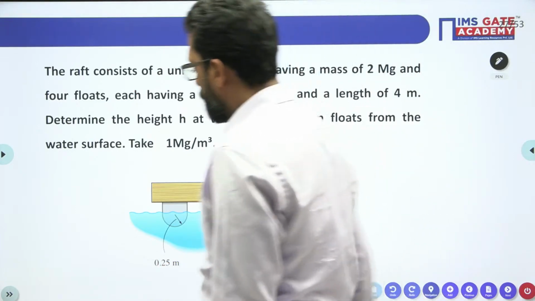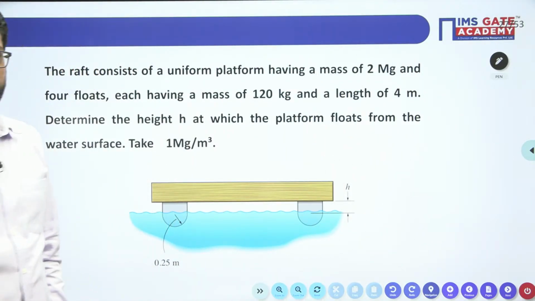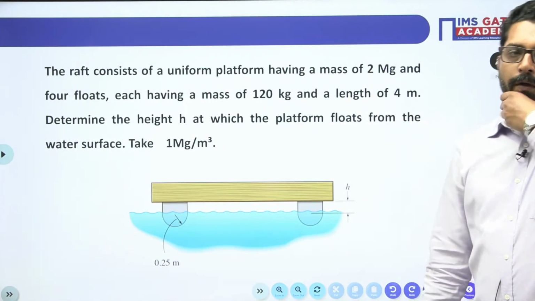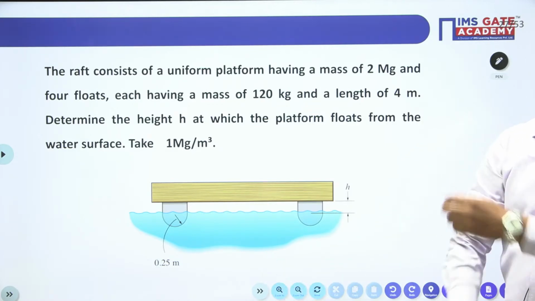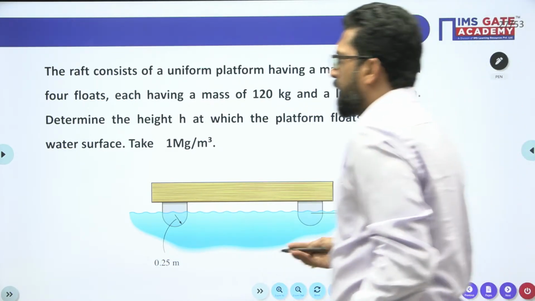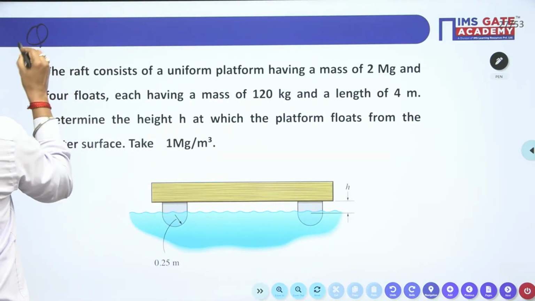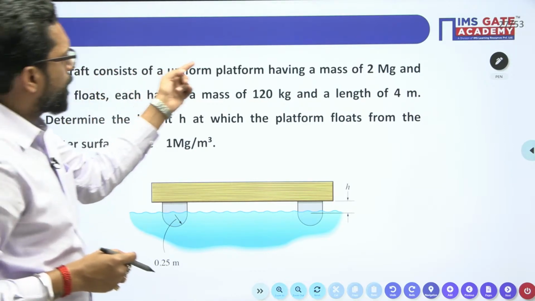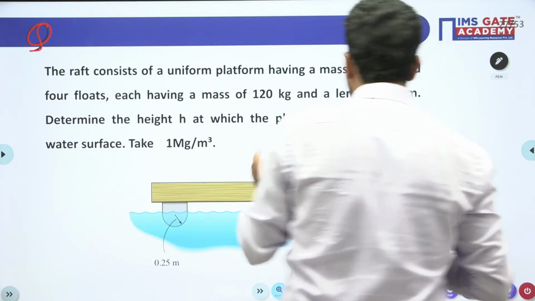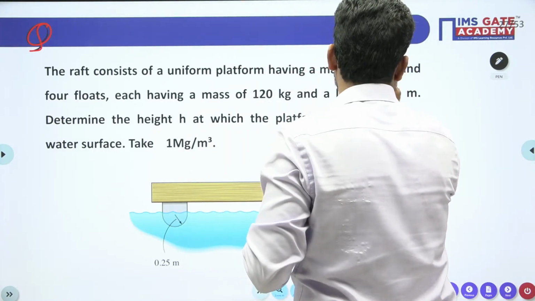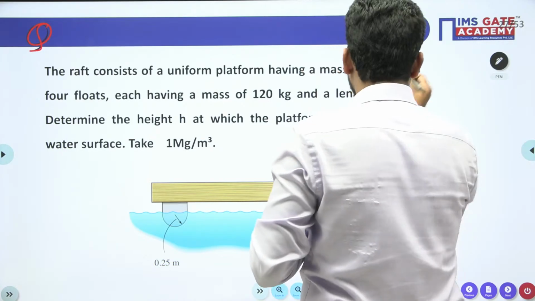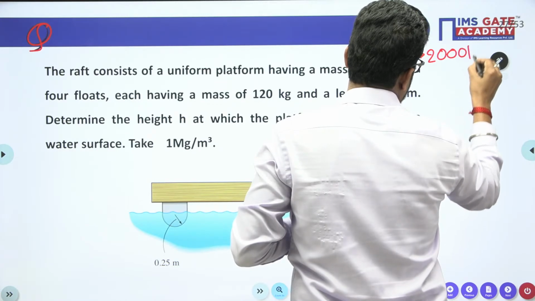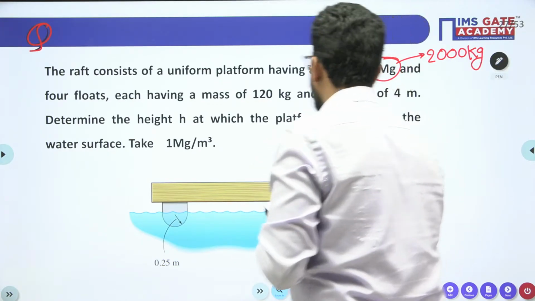Take this one, beta. See, this is your question. A raft consists of uniform platform having a mass 2 megagram. Right? In kg, what is that? It is 2000 kg. Right? This is 2000 kg.